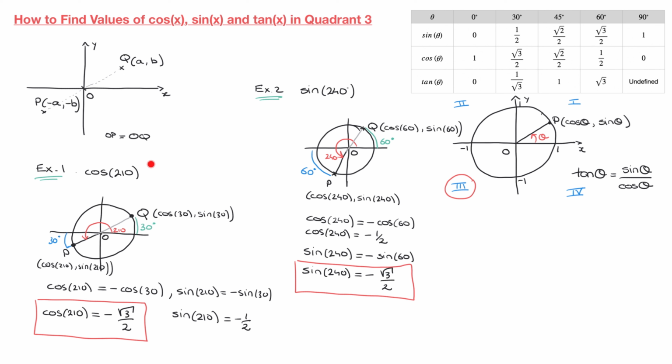Okay, now for both of these examples, we've seen how to find cosine and sine of an angle within the third quadrant. But what about tan? Well, let's see. Let's quickly write example 3 at the bottom here, example 3. And let's say we need to find tan of 225 degrees.